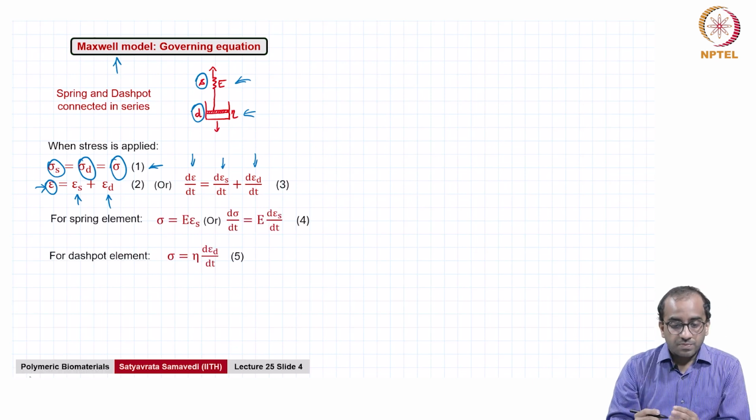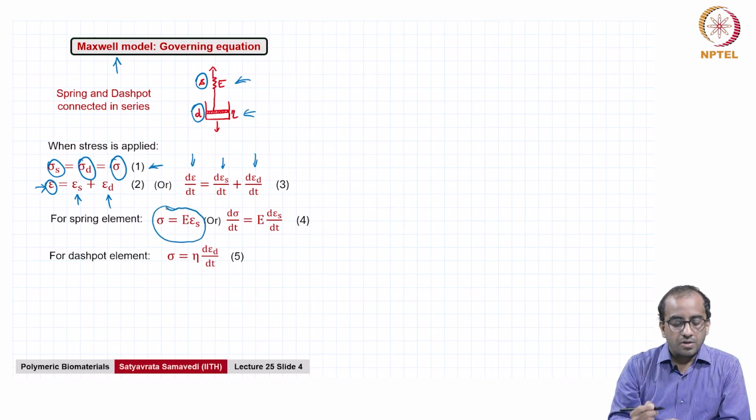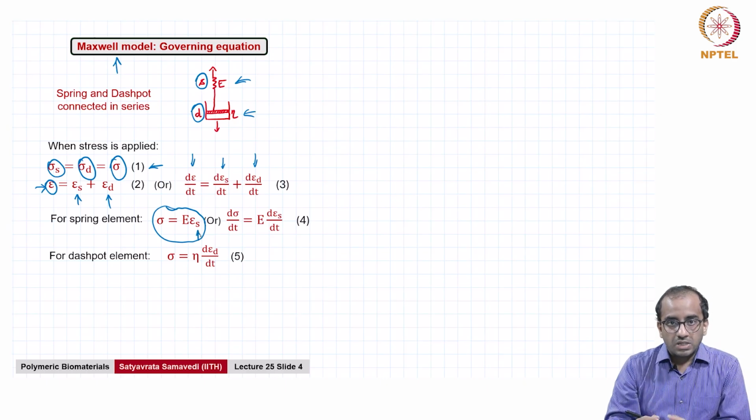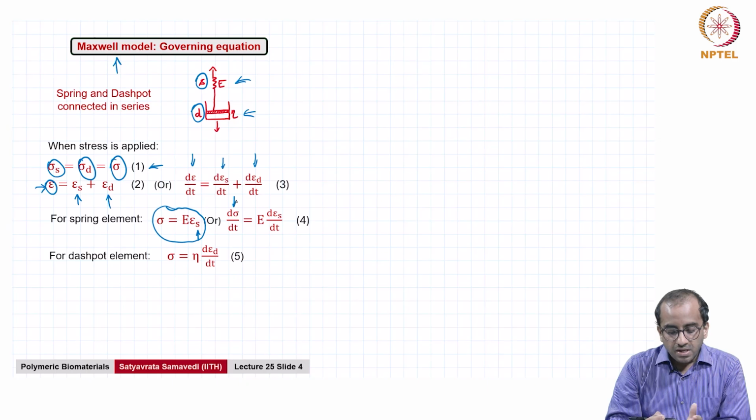So if you take the spring element, this is simply Hooke's law, the Hookean element. We have just added the subscript here to note that this is for the spring. So sigma is capital E times epsilon sub S, or if you again take the time derivative, you are going to get d sigma over dt is equal to capital E times d epsilon S over dt.